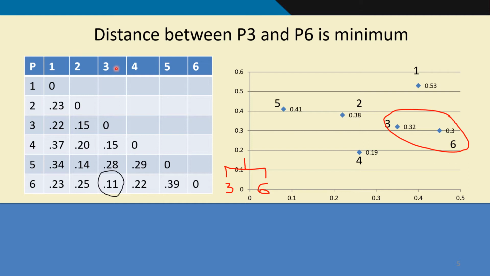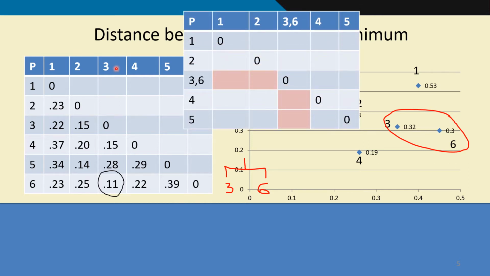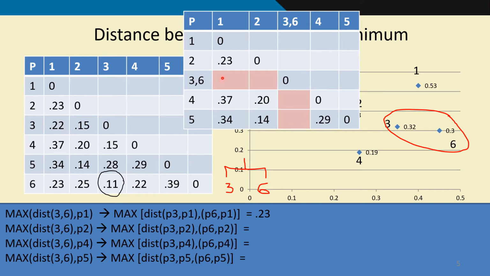Now we have to make a new distance matrix wherein we are combining 3 and 6 together. Now here the numbers are just getting copied from the previous matrix. Only these cells are required to be filled because we have combined 3 and 6 together. So what determines the distance between the cluster 3, 6 and 1 is given by the maximum distance between the cluster and the point. So we are looking at the maximum distance between 3 and 1, 6 and 1.